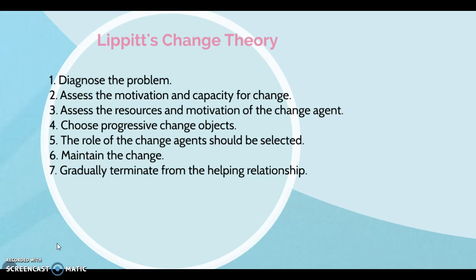The following are the steps of the theory: diagnose the problem, assess the motivation and capacity for change, assess the resources and motivation of the change agent, choose progressive change objects, select the role of the change agent, maintain the change, and gradually terminate the helping relationship. This would be a good way to implement this change.